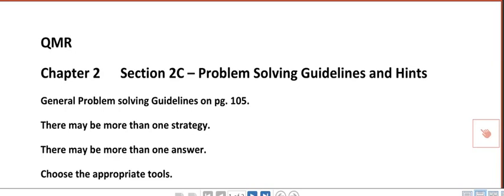We'll wrap up Chapter 2 with Section 2C, some problem-solving guidelines and hints. I consider this section sort of like a puzzle section. Some of these are puzzling questions and you have to determine a way or a pattern or a strategy to use to solve them. And there may be more than one strategy.